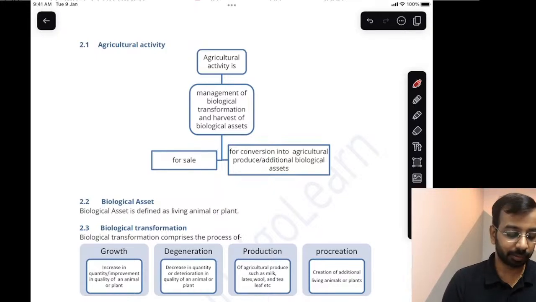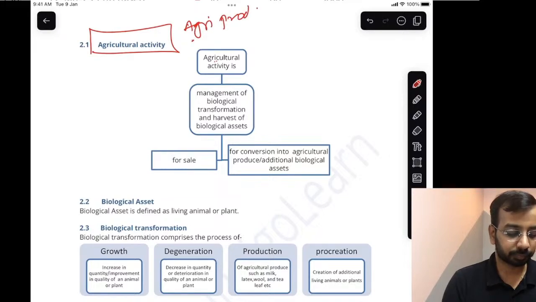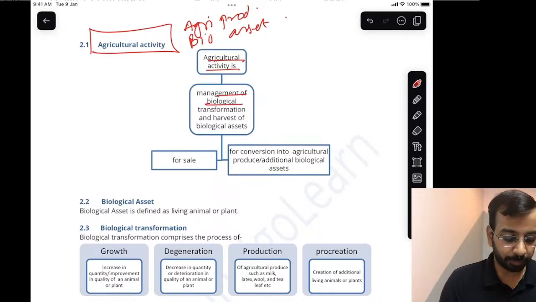Now, what is covered here? Anything related to agricultural activity, that is your agricultural produce, your biological asset, and your government grant. What is agricultural activity? It is the management of biological transformation and harvest of biological assets.